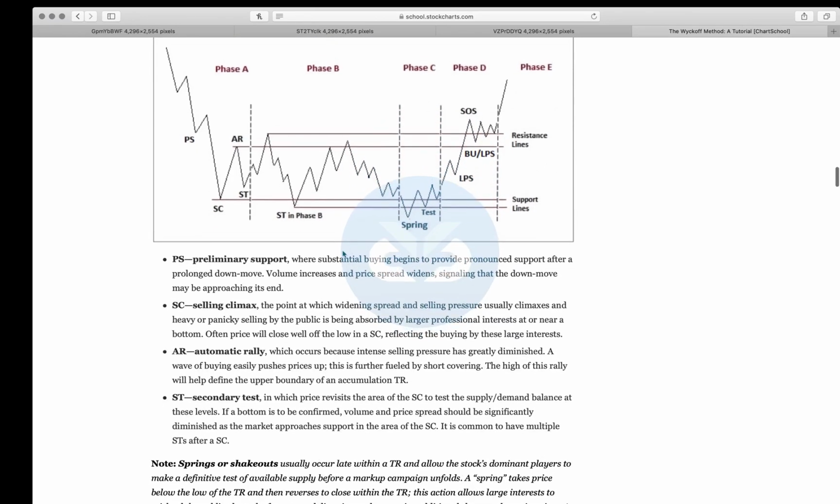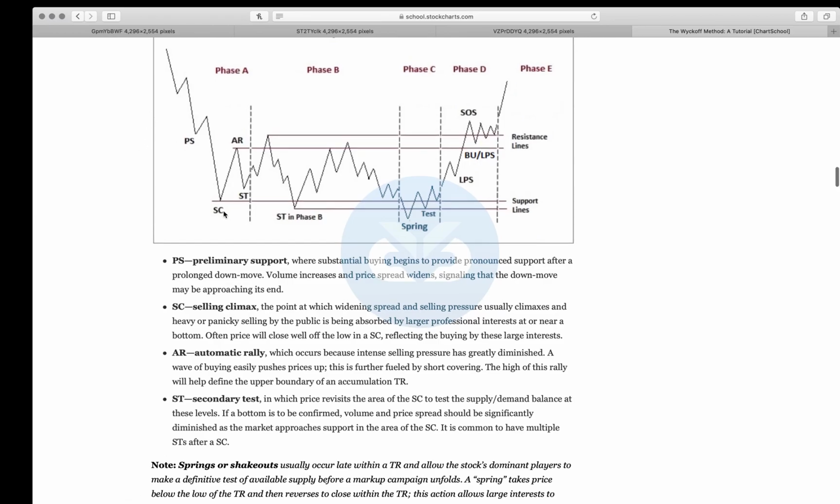So you don't really need to know what each little abbreviation is, right? Preliminary support, selling climax, automatic rally. You don't really need to know all that stuff, but it's good to know. But you more so just want to interpret what's happening inside the range through the candles, which is why we first go over inefficiencies and SCs and all that, because I want you to be able to not only interpret what's going on in range, but how to actually analyze order flow and figure out where price is going next.